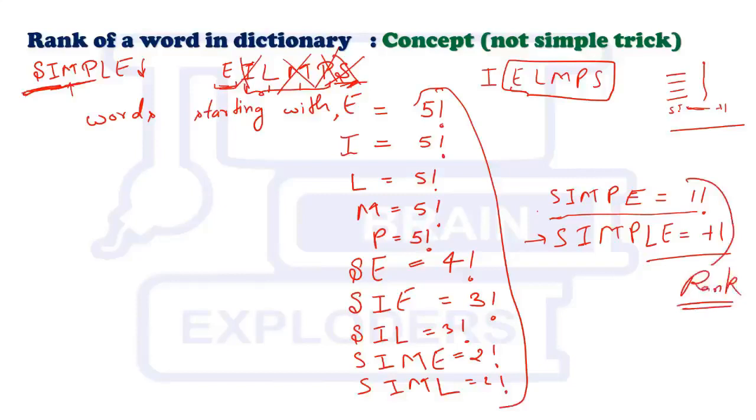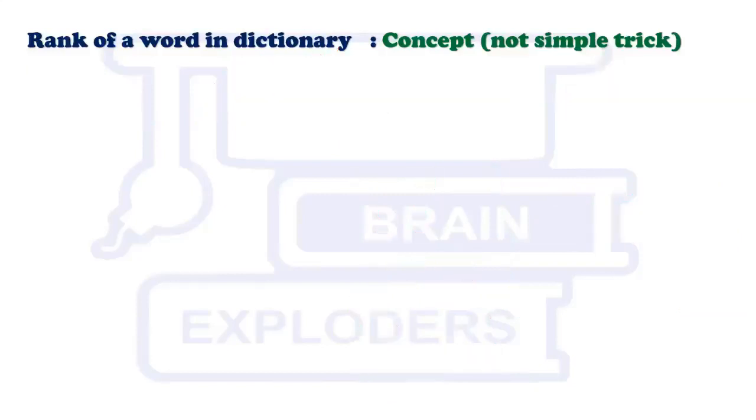Let's take some easy examples also to understand the concept. Suppose we have the word alpha. Okay, let us find its rank. So first we will have to arrange it in ascending order: A, B, C, D, E, F, G, H, I, J, K, L, M, N, O, P.